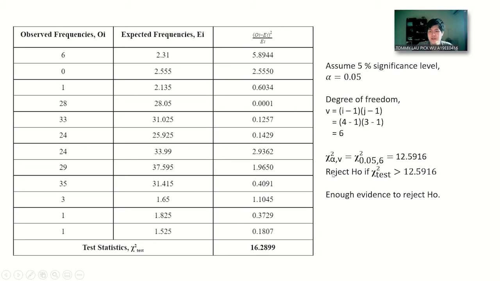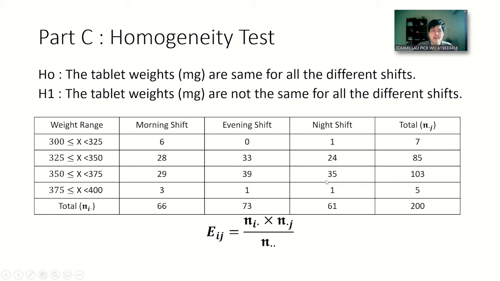For the decision, we will reject H0 if the test statistic is greater than 12.5916. As we can see, the test statistic, which is 16.2899, is greater than the critical value, so we have enough evidence to reject H0. And here we can conclude that the tempered weights are not the same for all the different shifts. And we can also say there is a significant difference between the tempered weights for all the different shifts.